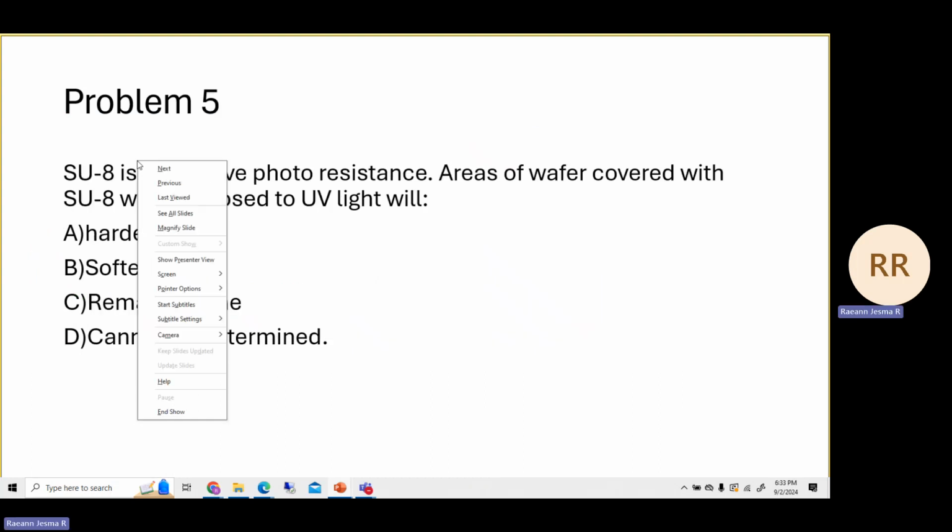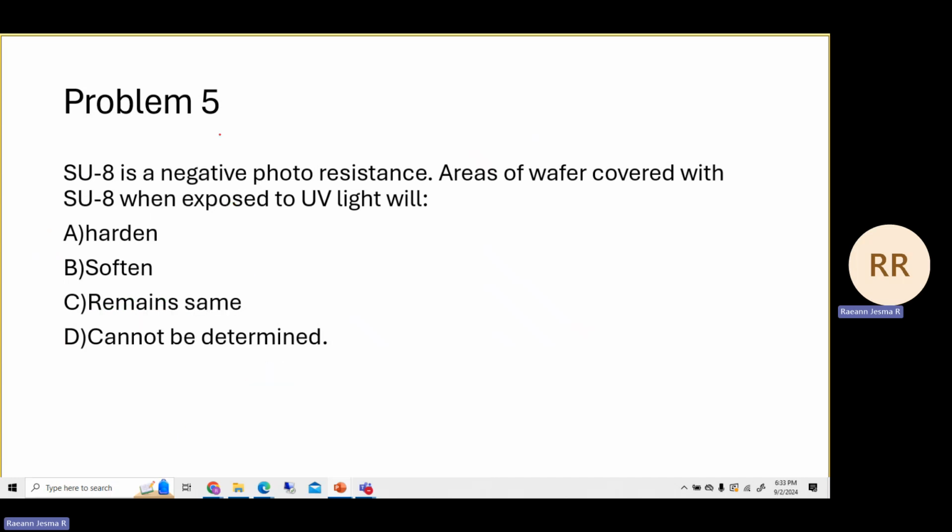So this is related to SU8, which is related to the lithography question. SU8 is a negative photoresist. Areas of wafer covered with SU8 when exposed to UV light will: option A, harden; B, soften; C, remain the same; D, cannot be determined.